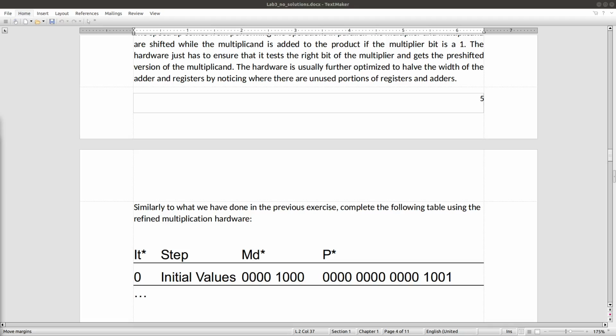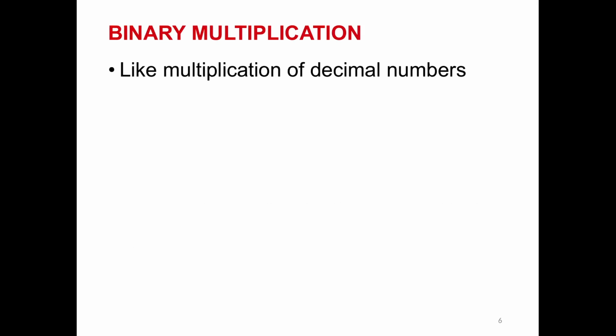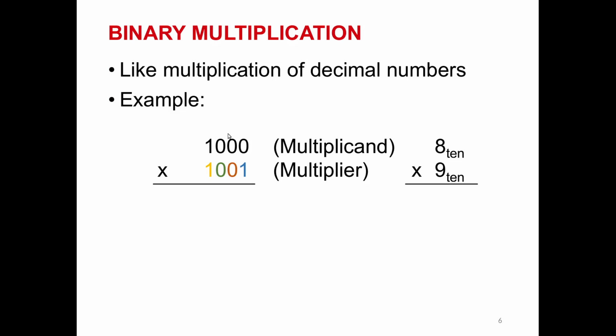Well, now I will come back to my slide for further explanation. So now we go to the first example of binary multiplication. Here is an example. If we have the number 8 as multiplicand and the number 9 as multiplier in binary, we need to multiply them together, and the multiplication works similarly to that in decimal numbers.